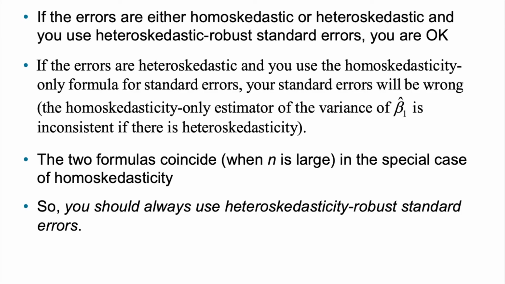The bottom line, whether the errors are homoskedastic or heteroskedastic, let's just use the heteroskedasticity robust standard errors. Okay, there is no penalty really for doing this. All you have to do is write comma robust. If the errors are heteroskedastic and you use the homoskedasticity only formula for standard errors, your standard errors are going to be wrong. They're going to be too small, and we're not going to be making good inference.